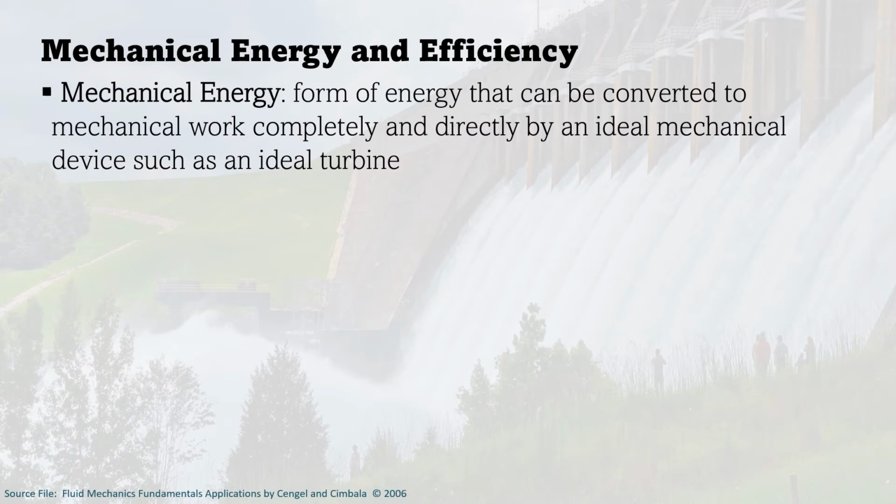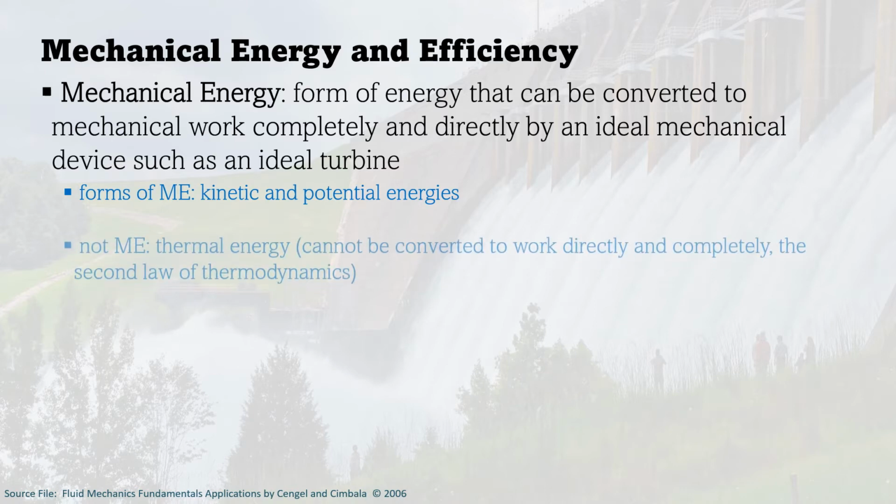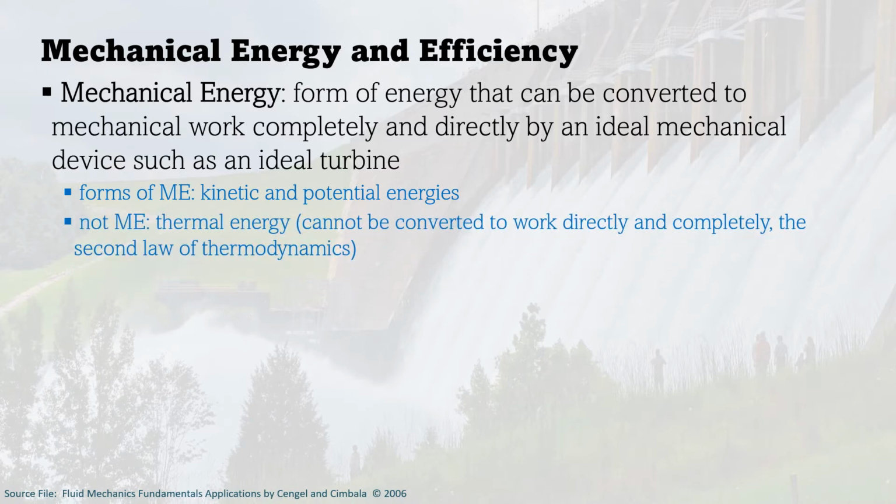When we say mechanical energy, it is a form of energy that can be converted to mechanical work completely and directly by an ideal mechanical device such as an ideal turbine. Examples of forms of mechanical energy are kinetic and potential energies. Other energy that is not considered mechanical energy is thermal energy, since it cannot be converted to work directly and completely, according to the second law of thermodynamics.